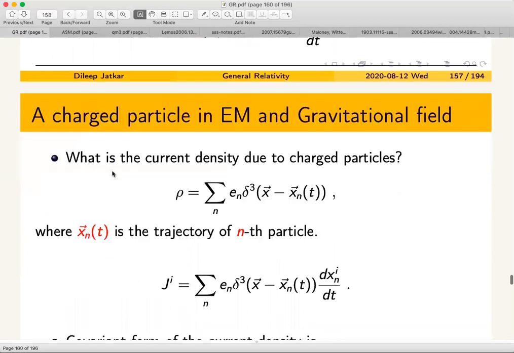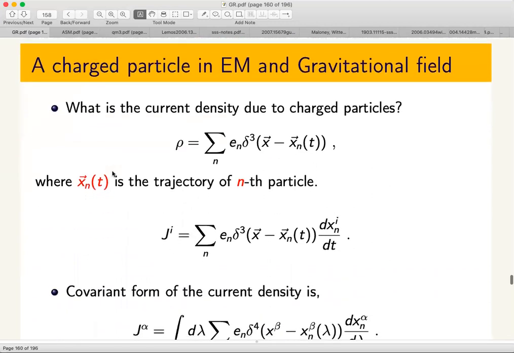Okay, so we would like to ask what is the current density due to a charged particle, and every charged particle would be treated as a point particle. So if you have a large number of charged particles, we label them by some label n. en is the charge of the nth particle, and it is located at a particular point xn, which of course would be time dependent. So this is basically the delta function which is non-zero on the trajectory of the particle.